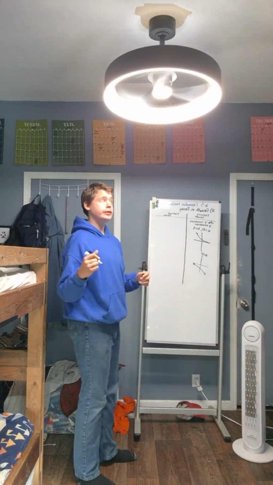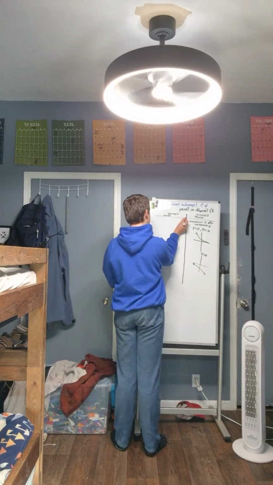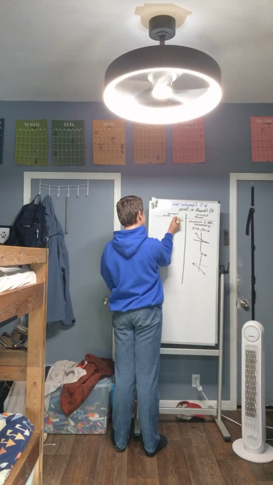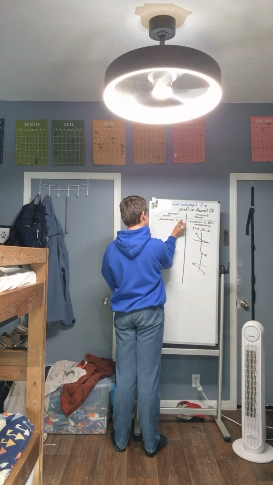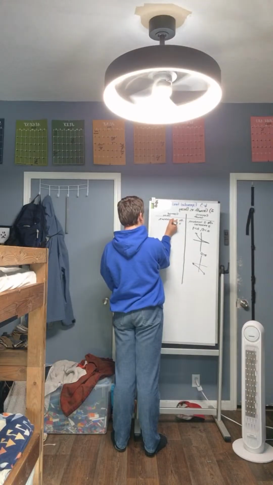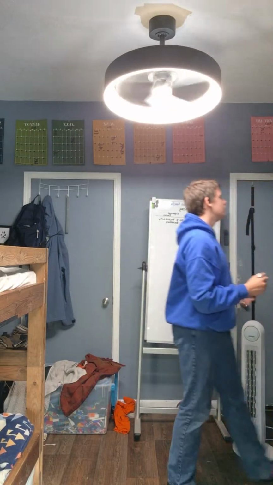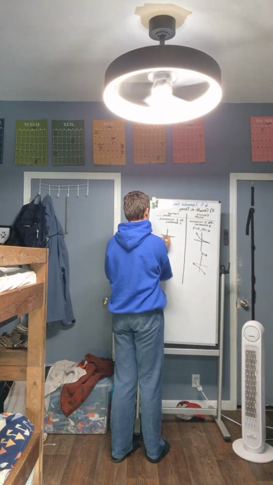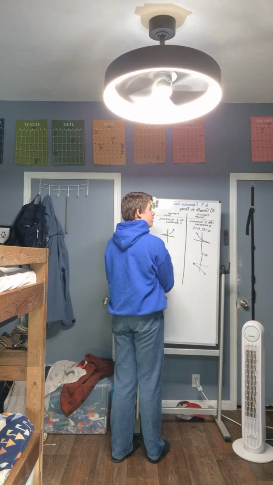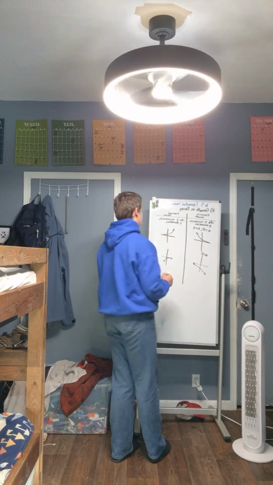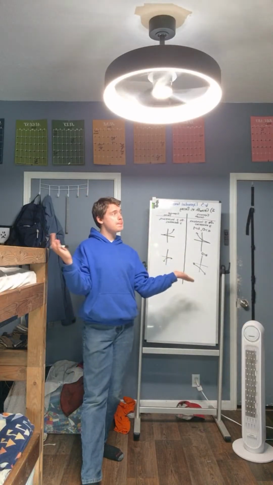So as x increases, what happens to y? Decreases. Correct. As x increases, then y decreases. So here we go again, 2 graphs. Okay, so we have here, and then we have here.